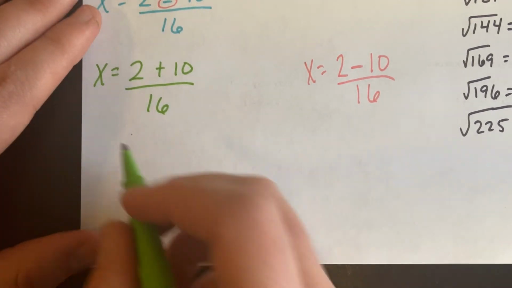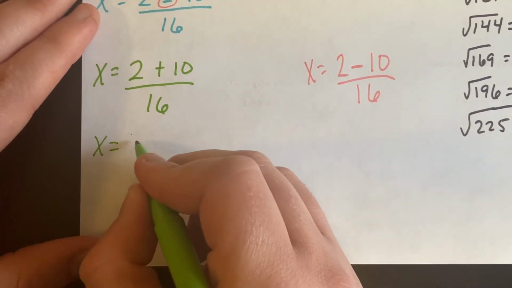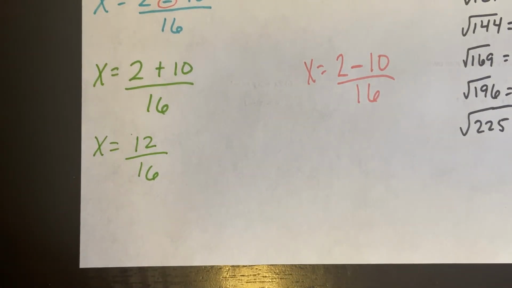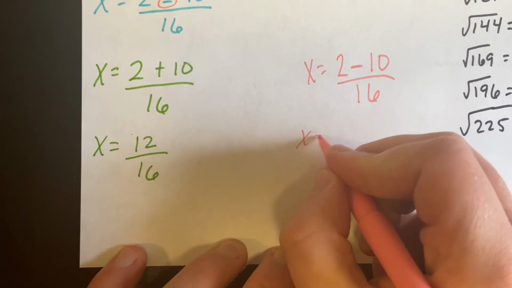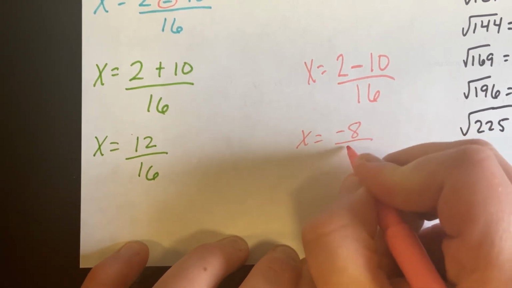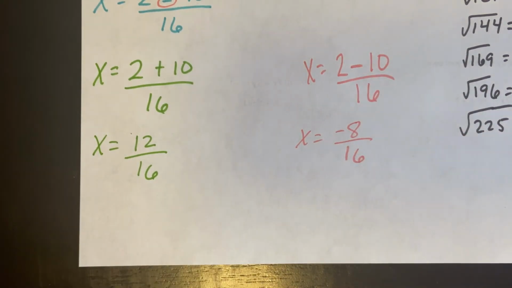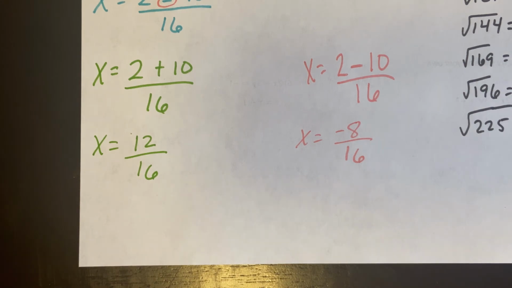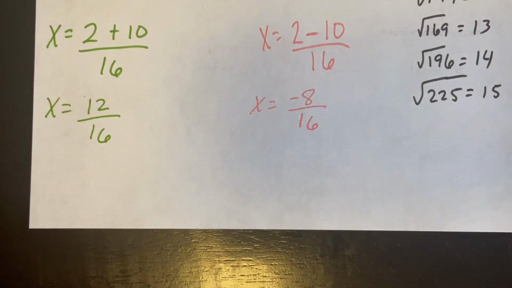So I'm going to go ahead and take care of the numerator. 2 plus 10 is 12. Over here, 2 minus 10 is a -8. So if you notice, these are going to turn into a fraction, right? 12 can't be divided by 16 perfectly, and -8 can't be divided by 16 perfectly either. It's fine. These are rational numbers. Rational numbers are represented with a fraction.